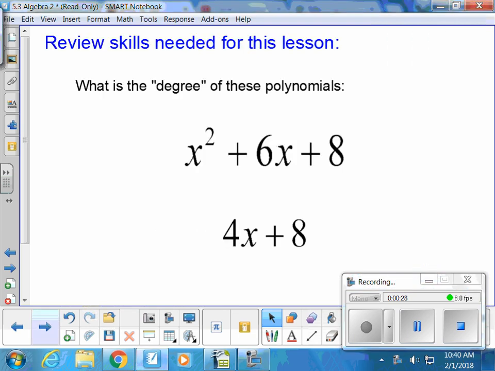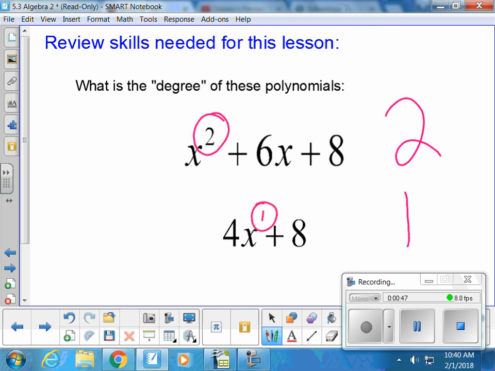All right, we have a couple reviews of old concepts that you have to have fresh to be successful today. Do you remember what a degree is? Highest. Good. So what's the degree of this one? 2. Awesome. It's the highest exponent you see in the polynomial. What's the degree of this one? 1. Good. You might be wondering, how are we going to use that today? We're going to look at the degree on the top of the fraction, the degree on the bottom of the fraction, and compare the numbers. Okay.